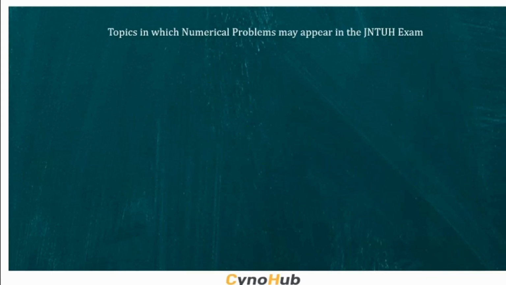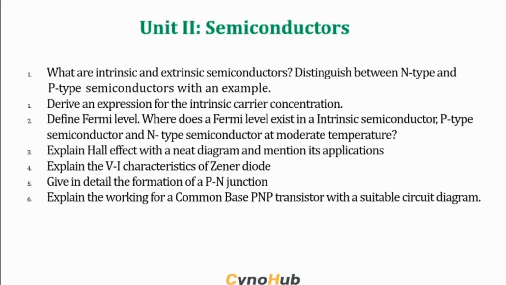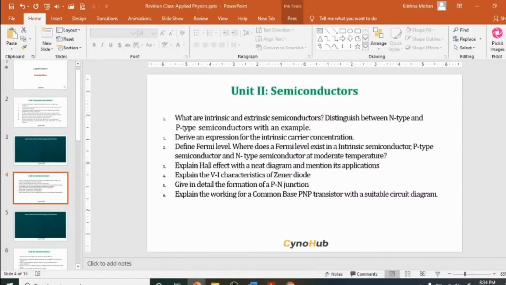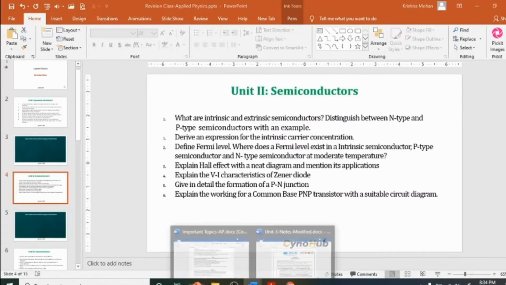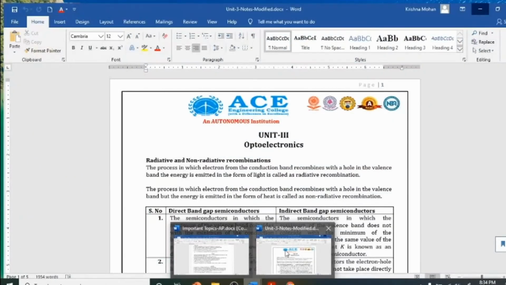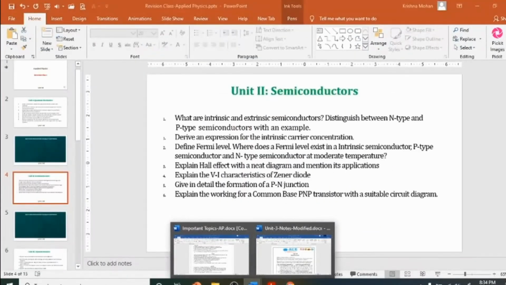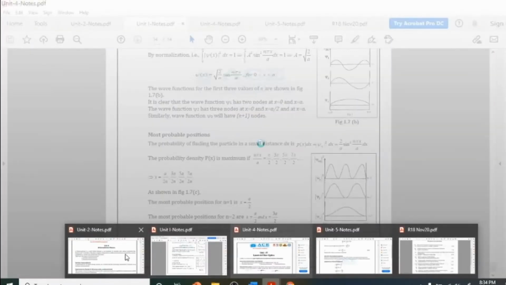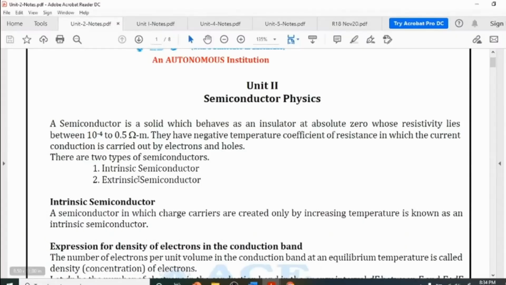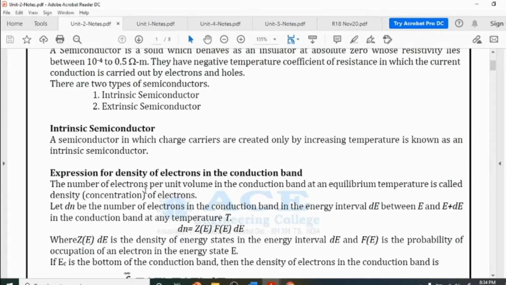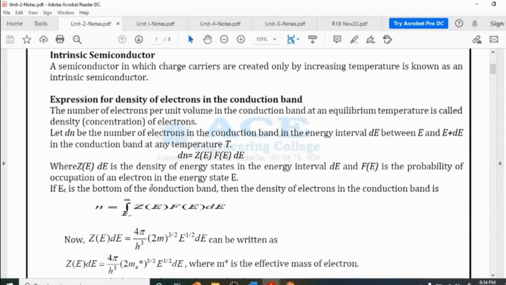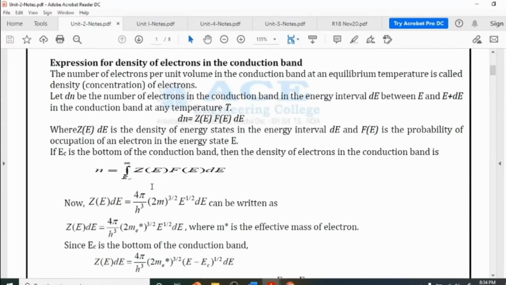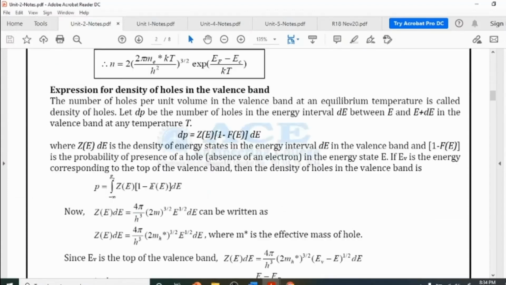Now this is how the problems are going to come from unit 1 especially, right? Now moving on to unit 2, what are the questions that are important? What are intrinsic and extrinsic semiconductors? Distinguish between n-type and p-type semiconductors with an example. Let us go back to this particular question here in our unit 2. What is a semiconductor, intrinsic semiconductor? Expression for density of electrons in conduction band. This is for intrinsic semiconductor, and then there is a derivation here. Expression for density of holes.